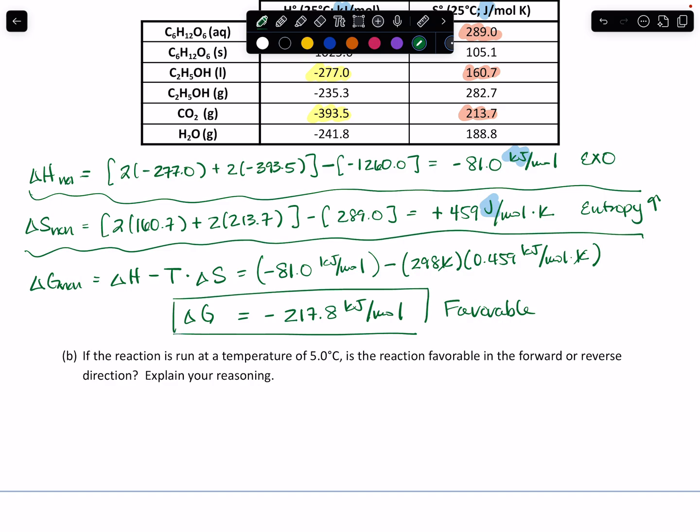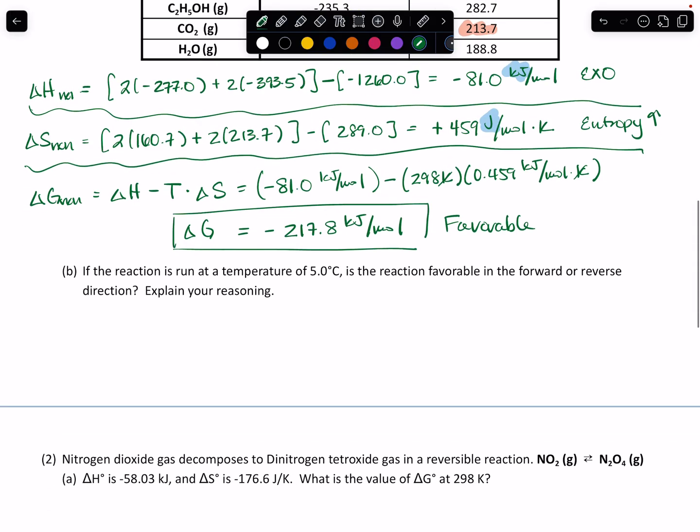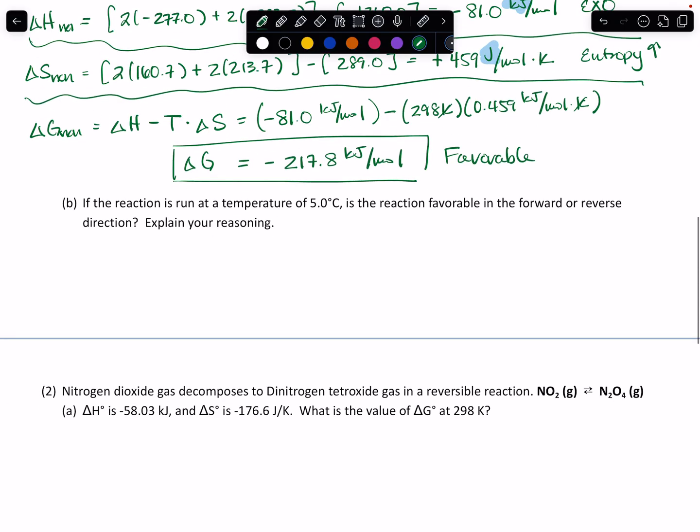All right. If the reaction is run at a temperature of 5 degrees, is the reaction favorable in the forward or the reverse? So I could do the math, right? I've calculated delta H, I've calculated delta S. I could do the math just like I did with delta G equals delta H minus T delta S.